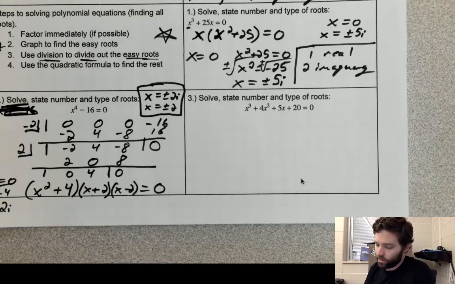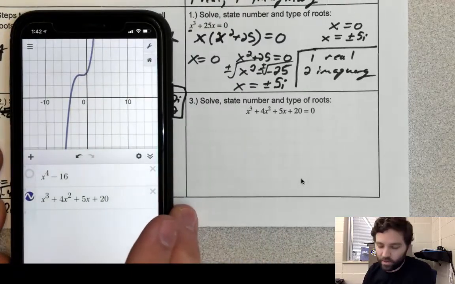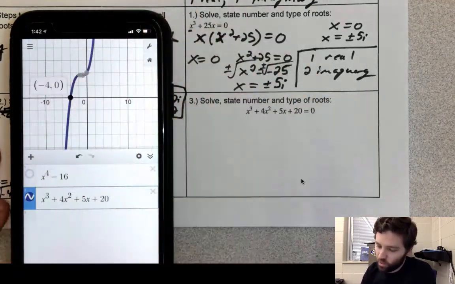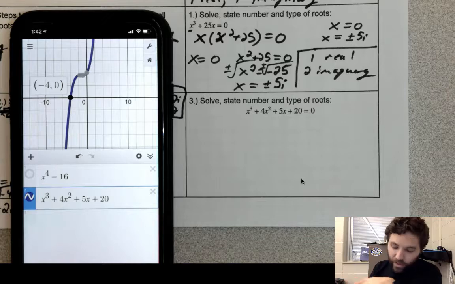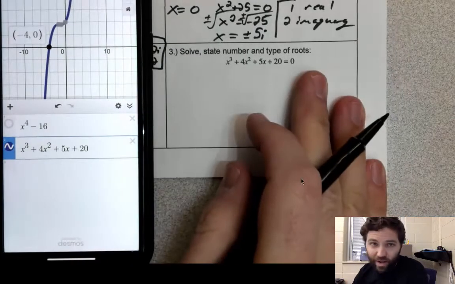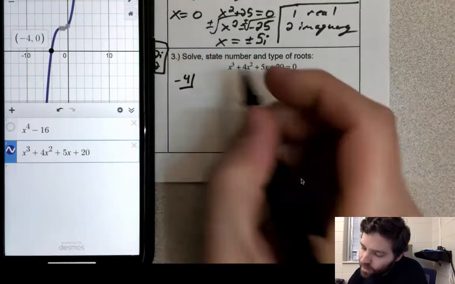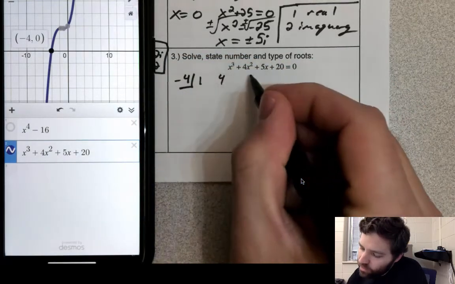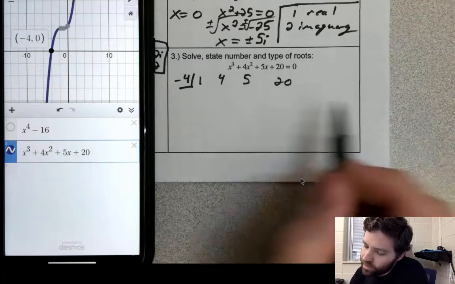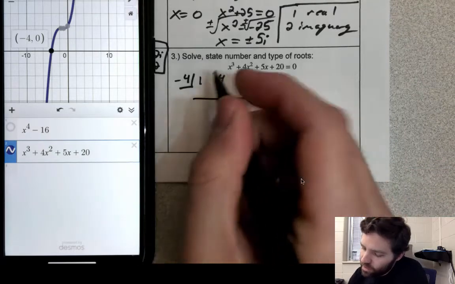I think I've already got it loaded up here. So graph to find the easy zeros, easy roots. Turns out there's one easy root at -4. So I'm going to divide out -4. So I get 1, 4, 5, 20 for the synthetic division. And I'm just going to go.